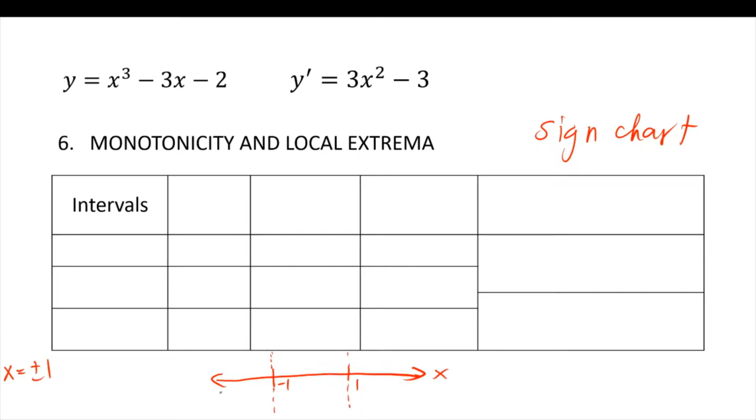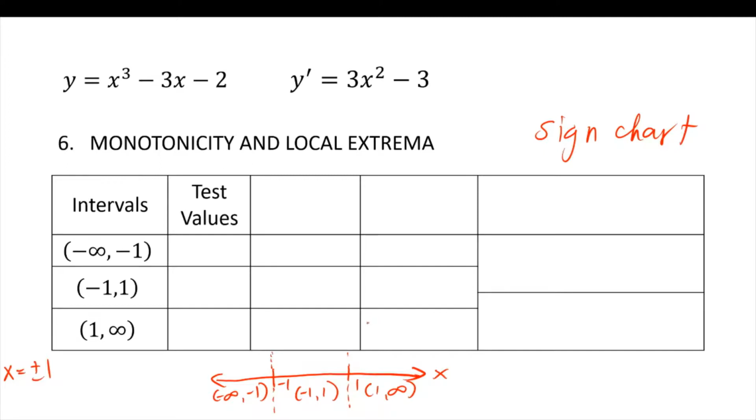We have negative infinity to negative 1, negative 1 to positive 1, and then positive 1 to positive infinity. We just list down these intervals in the first column. Next is to choose any x value within the intervals. So let's call them test values.